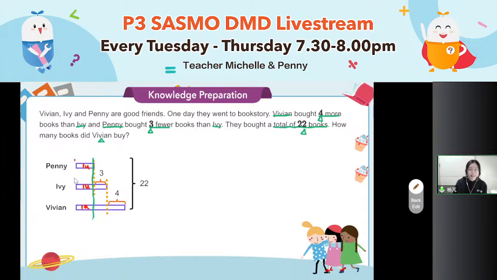Now, if I can find out the total number of these 3 units, I can divide it by 3. Do we have any way to find the total number of 3 units? Can you tell me 3 units equals? Wow, I see somebody has already got the answer so fast. You must know this method. This is a comparison model. Can I know 3 units equals what?